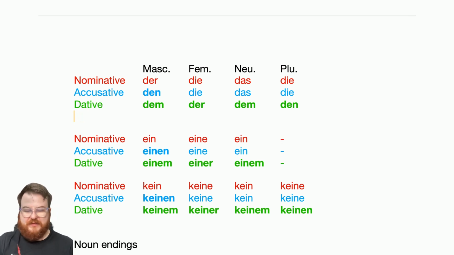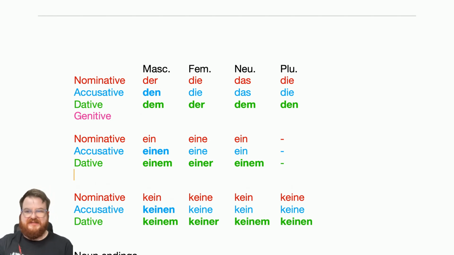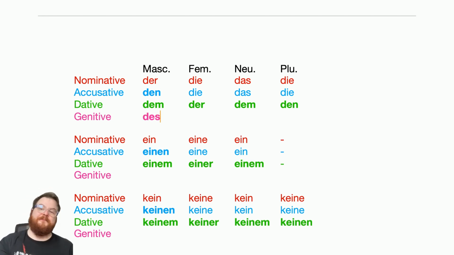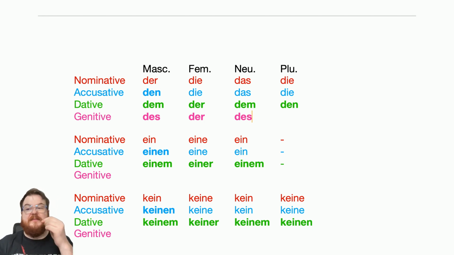Genitive, why am I pronouncing it with a French accent? Should be a nice German accent. Genitive. And let me just copy and paste this now so I don't have to type it out every time. For the masculine definite article in the genitive, the word is des. For the feminine, it's der. So actually, the feminine dative and the feminine genitive are the same. It's der. For neuter in the genitive, it's des. So masculine and neuter are the same in the genitive.